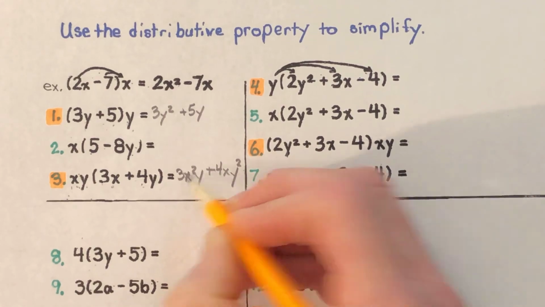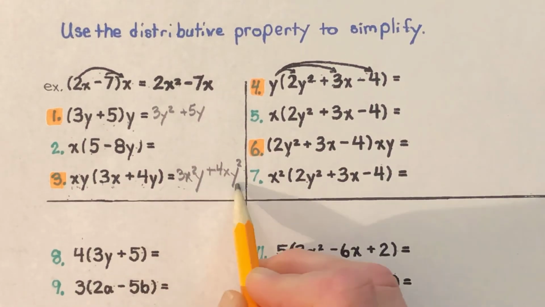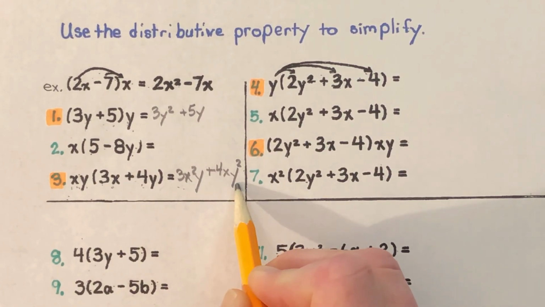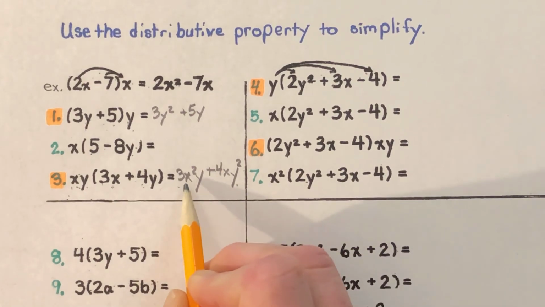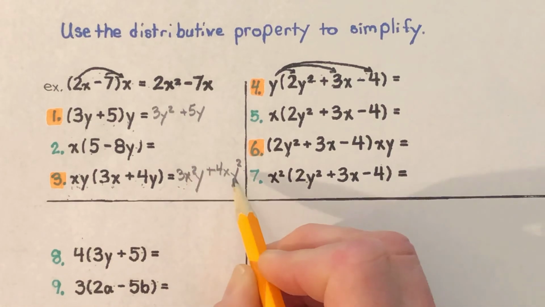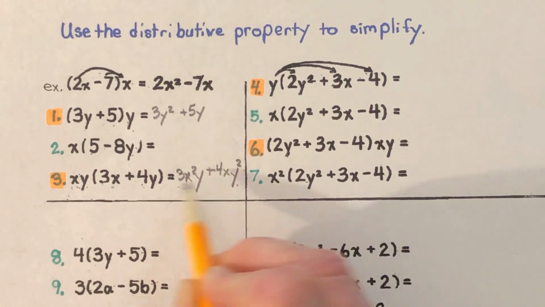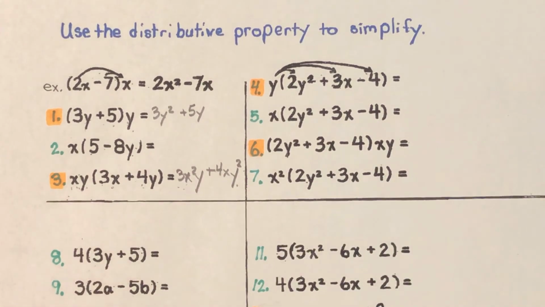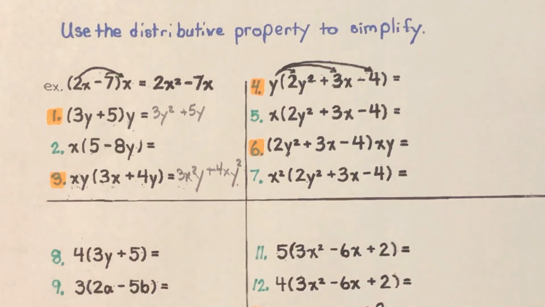If you aren't sure and you think that these are like terms, let me explain to you why they're not. Because even though they both have xy, this is x squared and this one has y squared. So I can't add these together because they're not the same terms. So this is in simplest form.